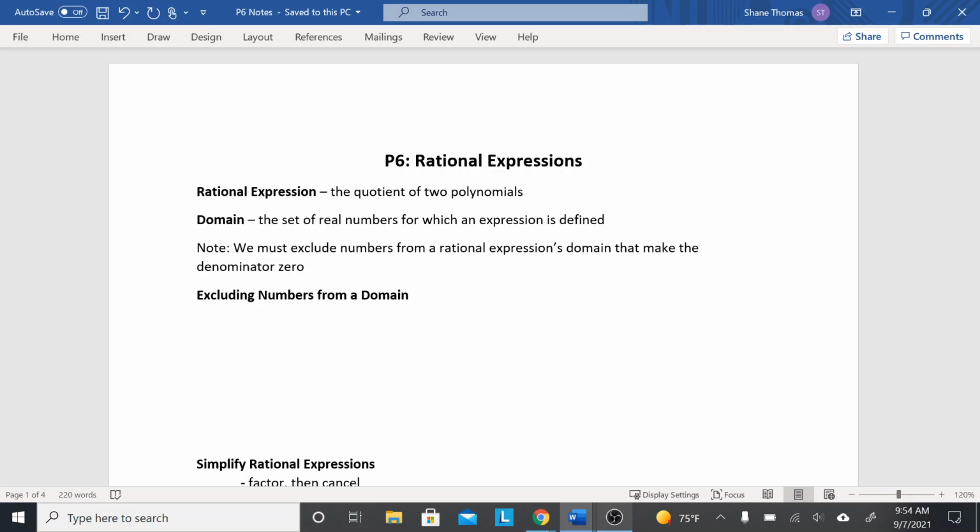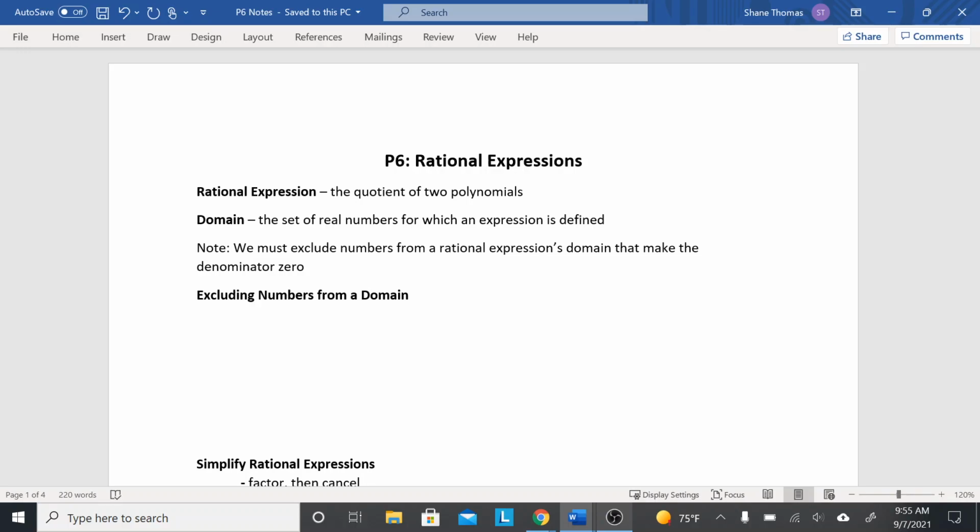The one thing we have to talk about is the domain. It's the set of real numbers for which the expression is defined. Does domain go with x's or y's? X's. It's all possible x values. Now, we have to exclude numbers from a rational expression's domain that make the denominator 0. We can't divide by 0, ever, can we? No. That's one of the basic rules of algebra.